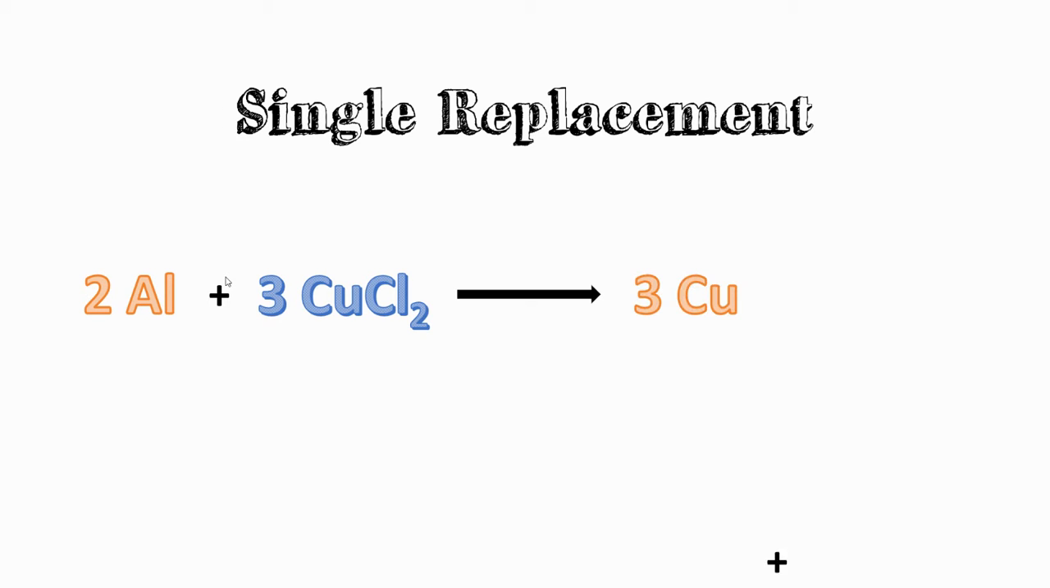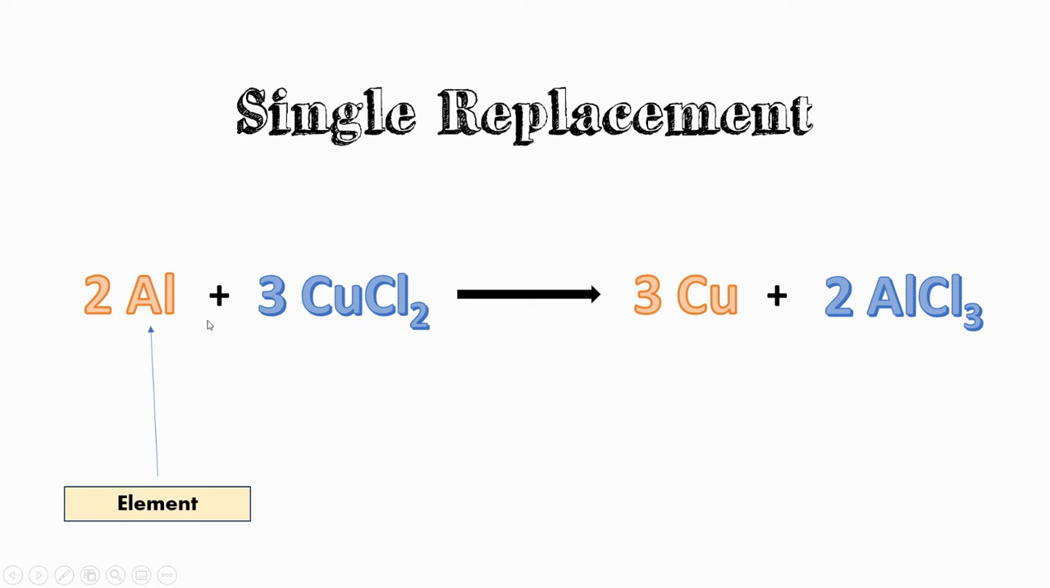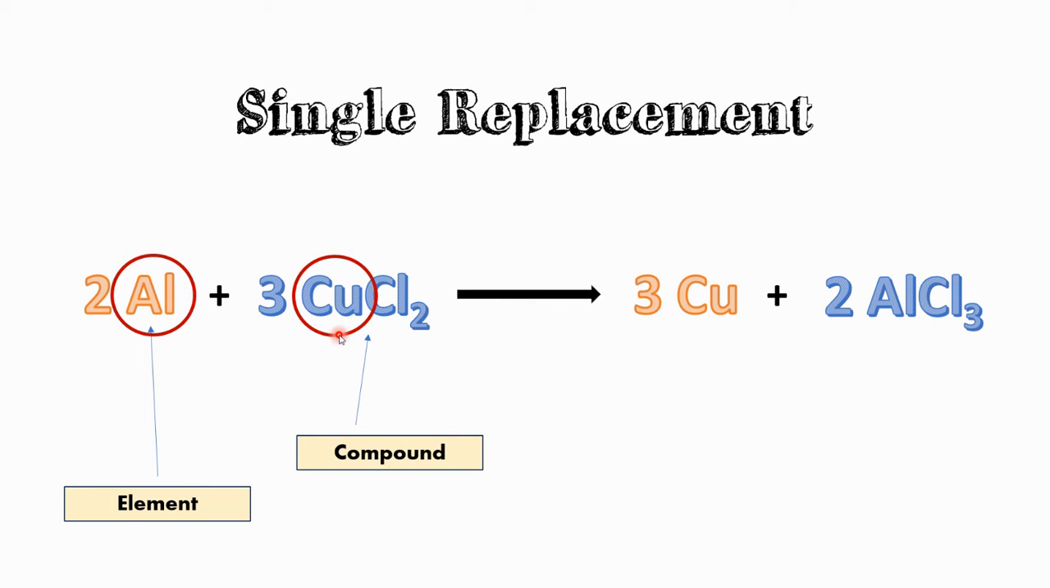In a single replacement reaction, we would have something that looks like this. So we have here with aluminum an element and here a compound. Now, the element, aluminum, the metal by itself, is going to replace this copper that is part of the compound. So when we look over here, we'll now see copper is alone and aluminum is now bonded to chlorine. So these 2 elements have simply swapped places. And now we have one new element that is alone.